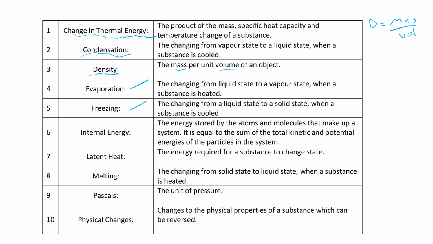The energy stored by the atoms and molecules that make up a system, equal to the sum of the total kinetic energy, which is movement, and potential energy, which is the store of the particles, is the internal energy. It's all the energy inside an object. The energy required for a substance to change state, so to go from gas to liquid, or from liquid to solid, or whichever way it may well be, is latent heat.